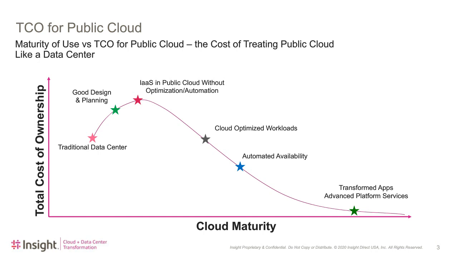Some things don't need to run 24/7. This is where you really start getting value out of public cloud. And finally, down there to the bottom right, you'll see transformed apps and advanced platform services. This is treating cloud like cloud. This is you leveraging native functionality in the cloud platform, and that's where you get the most potential value out of the cloud.